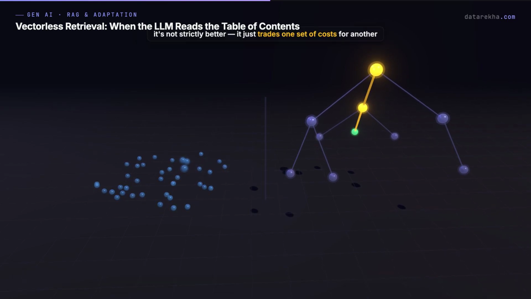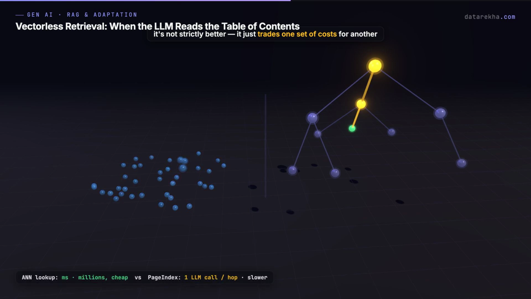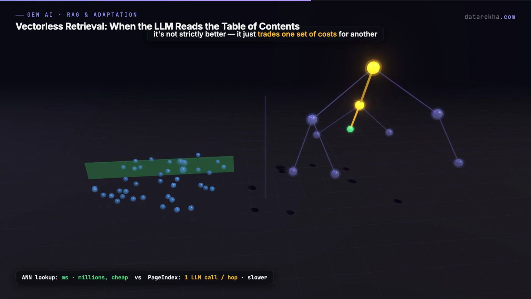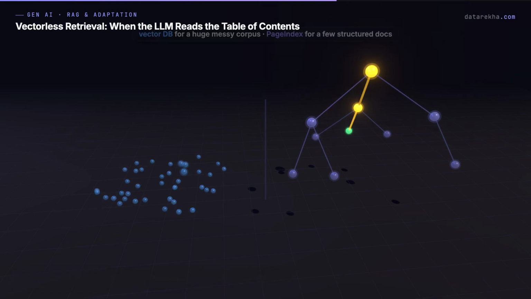But let's be honest, because this is not magic and it is not strictly better, it just trades one set of costs for another. A vector lookup is a single approximate nearest neighbor query, milliseconds, and it scales to millions of chunks cheaply. PageIndex spends an LLM call at every hop down the tree, so it's slower and it costs more per query, which tells you exactly where each one wins.